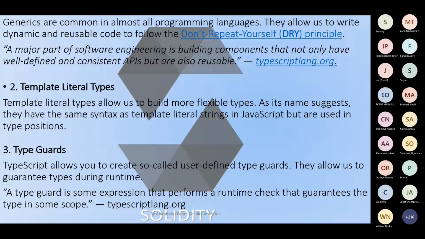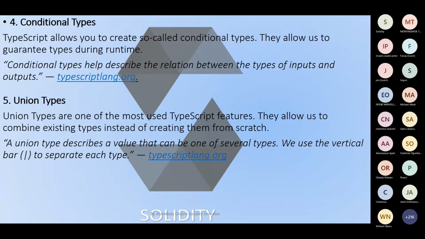Number three is type guards. TypeScript allows you to create so-called user-defined type guards. They allow us to guarantee types during runtime. A type guard is some expression that performs a runtime check that guarantees the type in some scope. You can check that too in TypeScriptLang.org. Number four is conditional types.